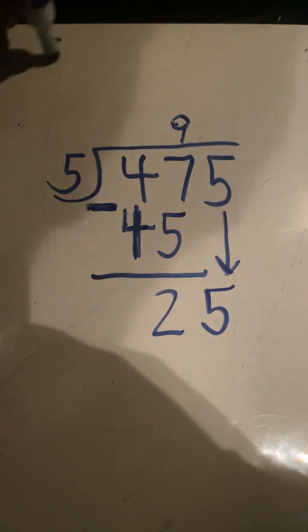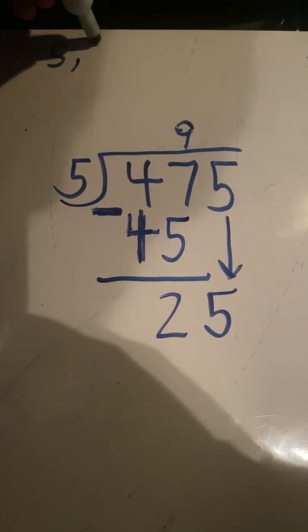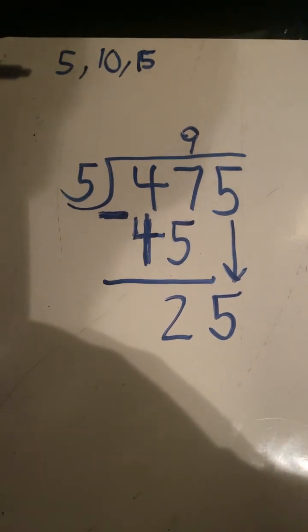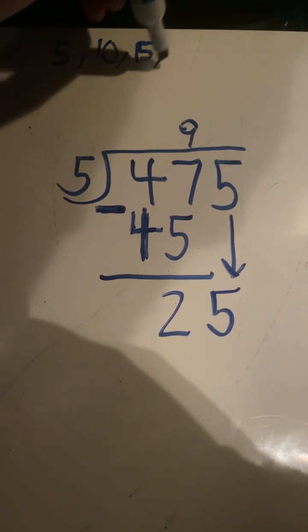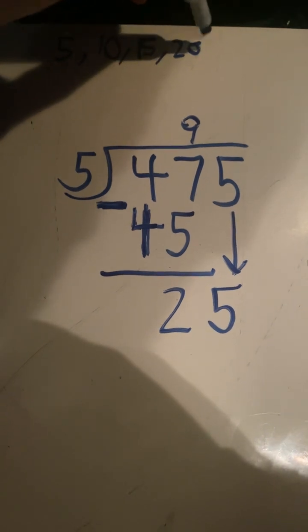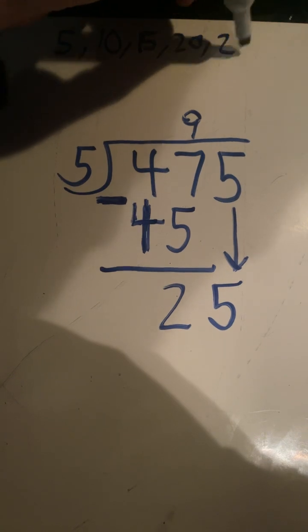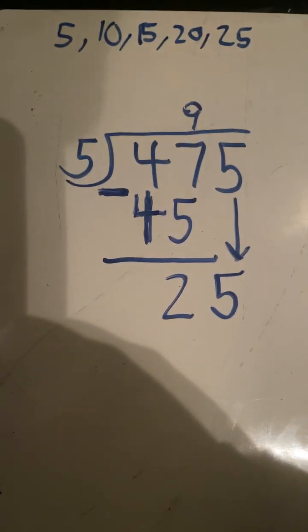So here we go. 5, that's 1 group of 5. 10, 2 groups. 15, 3 groups of 5. 20, 4 groups of 5. 25, 5 groups of 5.